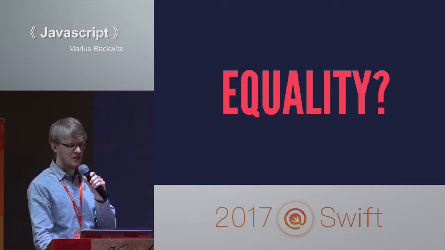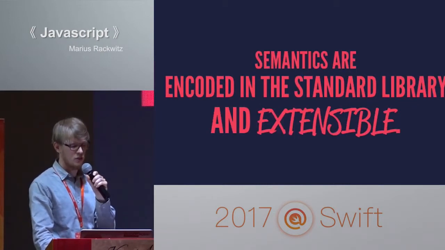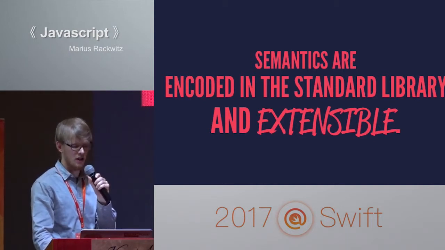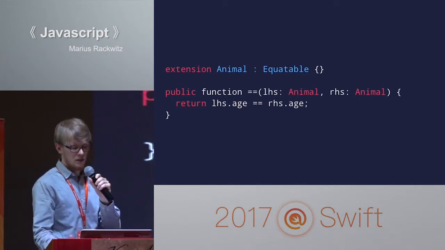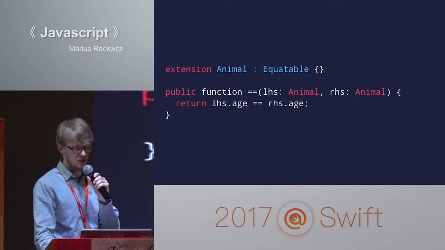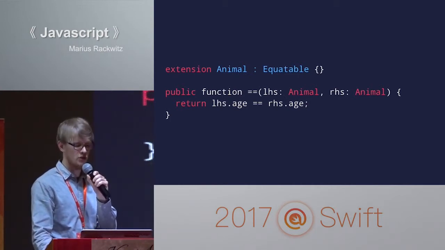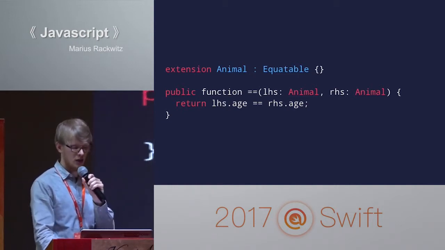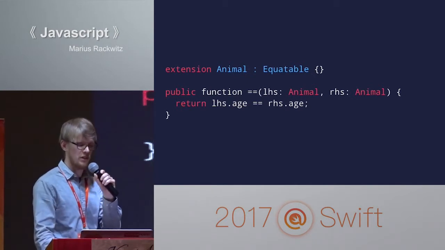The same reminds me of a topic, equality in JavaScript. Swift has an equals operator. This is nice because the semantics are encoded in the standard library and are extensible, as operators in Swift are. You can implement the Equatable protocol and define your equatable operator implementation yourself, decide over the semantics you desire, and just use it like any other class or type of the standard library. You can start to compare animals just like numbers, but not numbers and animals.